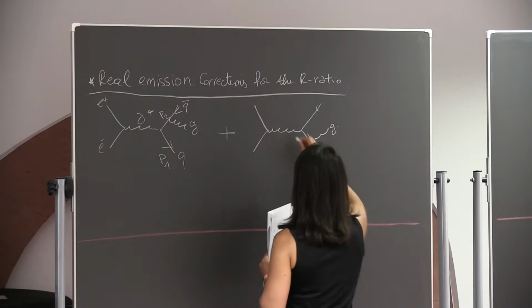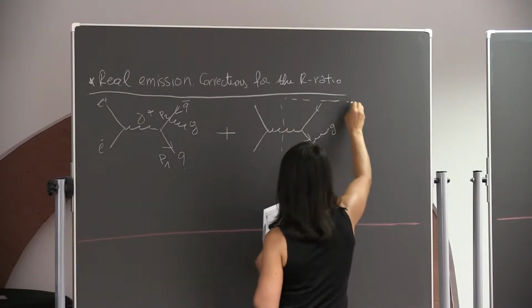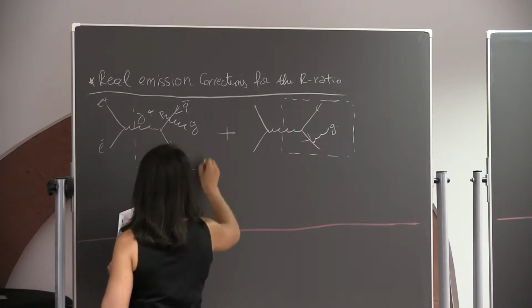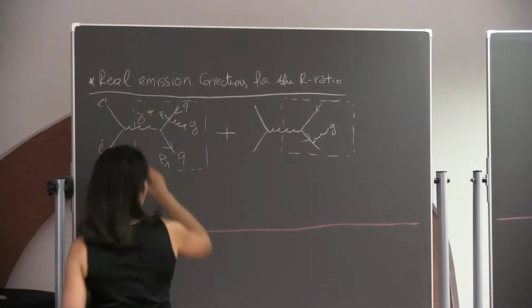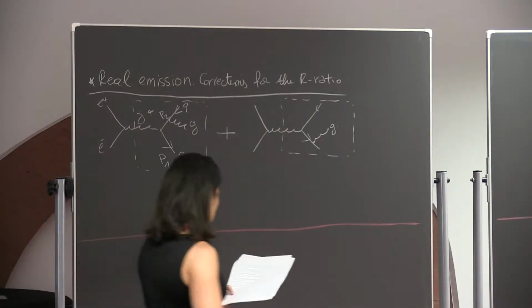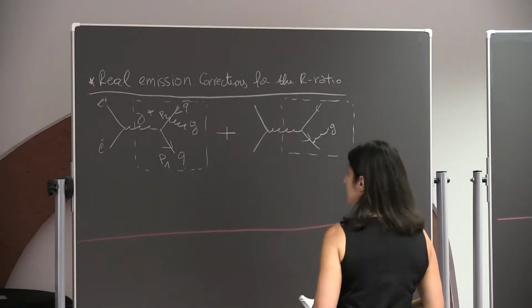Here's my gluon again. And remember, we are focusing on this part here, because the production part cancels when we take the ratio to the muon plus muon minus. Okay, so let's start with the phase space.